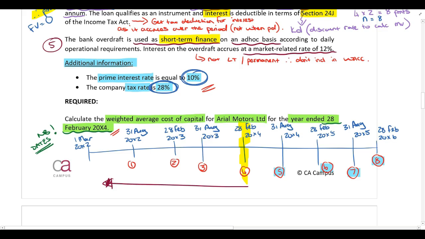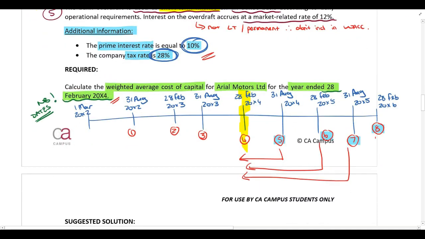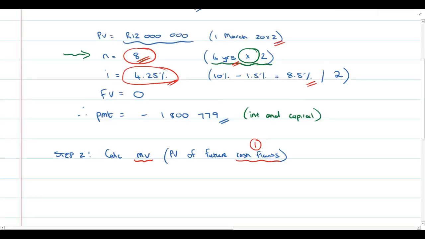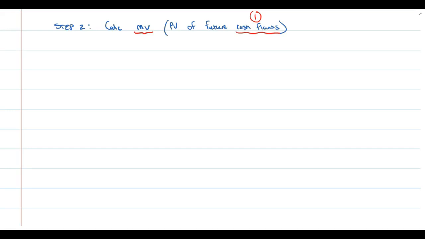So when I'm calculating my market value, the market value is just the present value of your future cash flows. So all we're going to do is take these future cash flows that we have over there, and present value them so that we have the market value of the loan today at the 28th of February 20x4. So we are calculating the market value today. Today is the 28th of February 20x4, and we only look at our future cash flows. We ignore past cash flows.